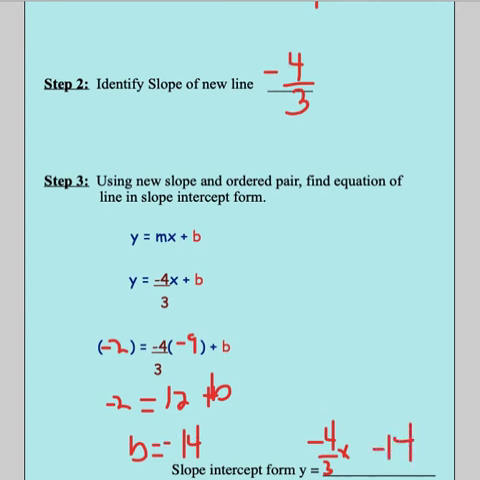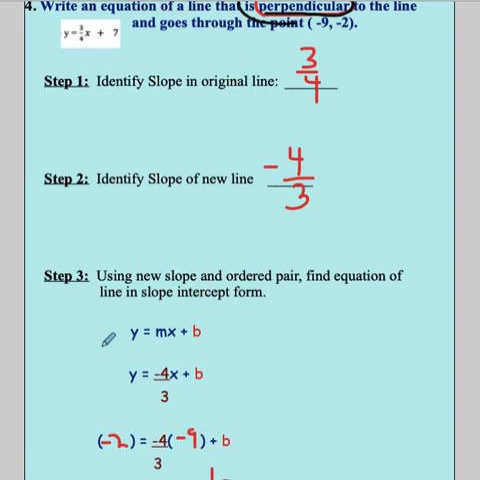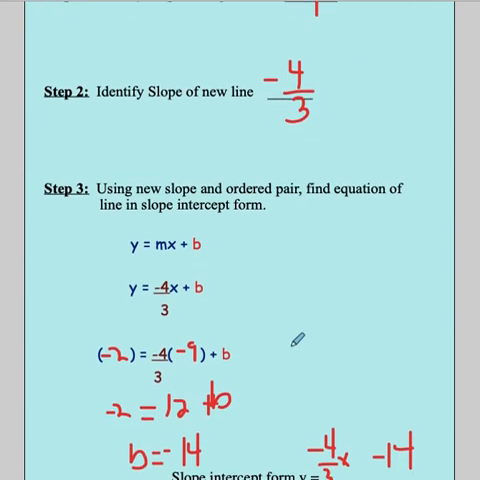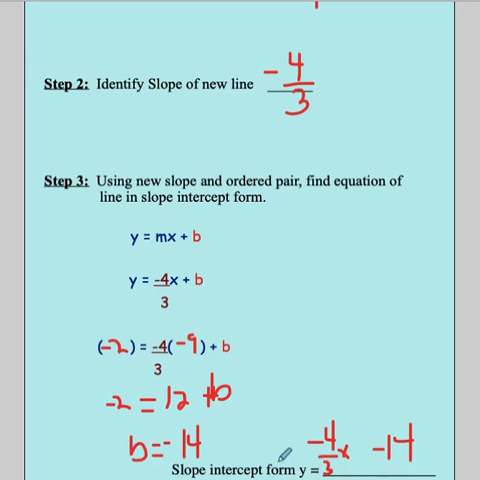So the key thing to focus on, if you go slow on this one, is that when it's perpendicular, you're going to have opposite reciprocals. So one's positive, one's negative, and they're basically flipped. How do you find this equation? You plug in your x and y, the ordered pair that they give you, and that's going to give you your y-intercept after you solve your equation, and then you should be able to get it in slope-intercept form.